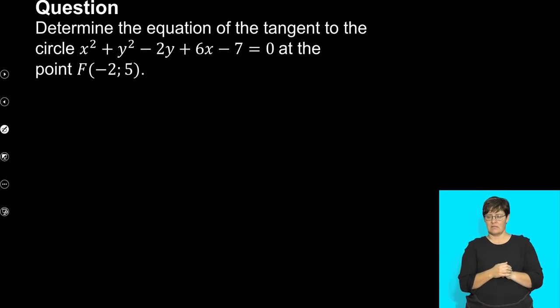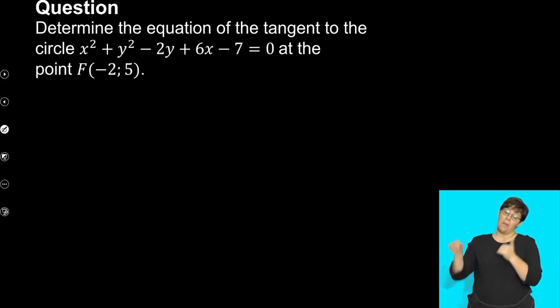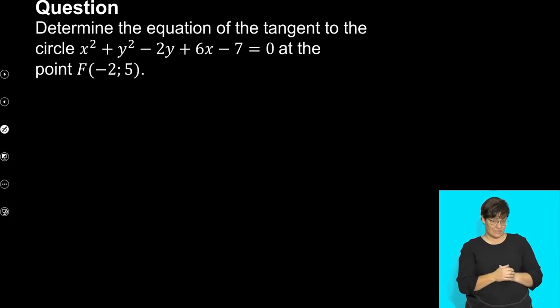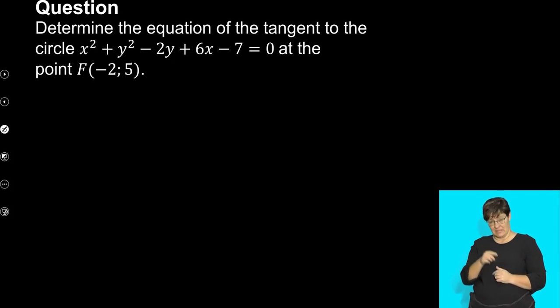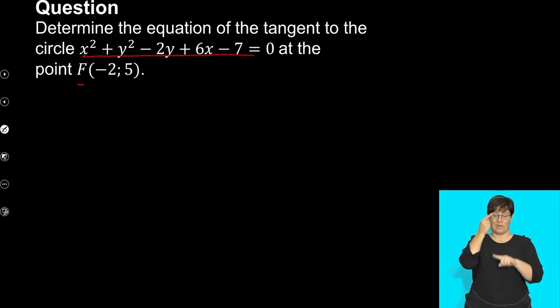I think the ordering of my slides is mixed up, so I'm going to move to this question, and then I'm going to come back to the question that was on the previous slide. So let's do this question. It says, determine the equation of the tangent to the circle at this point.